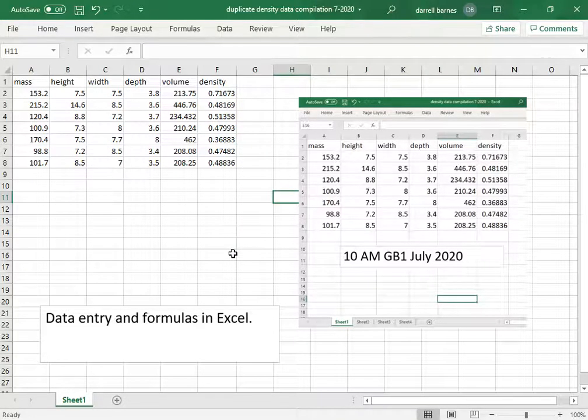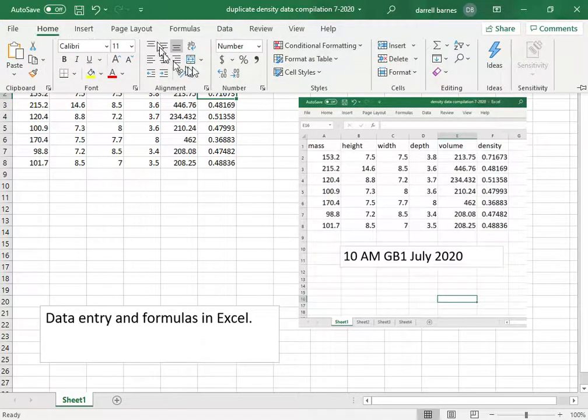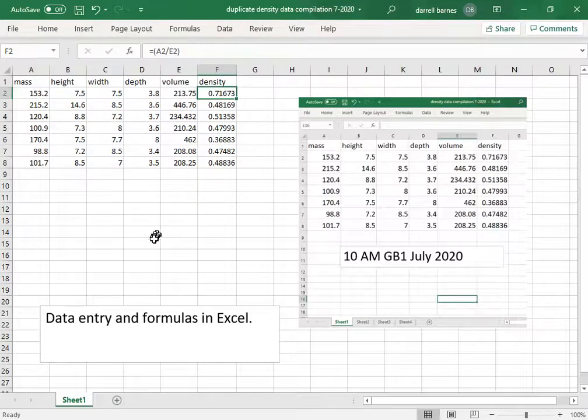So we did several things. We input data and we input some formulas, and then we also changed the decimal place value. I think that's pretty good. Let's keep working at this. Let's make a really nice lab report before this is all over.